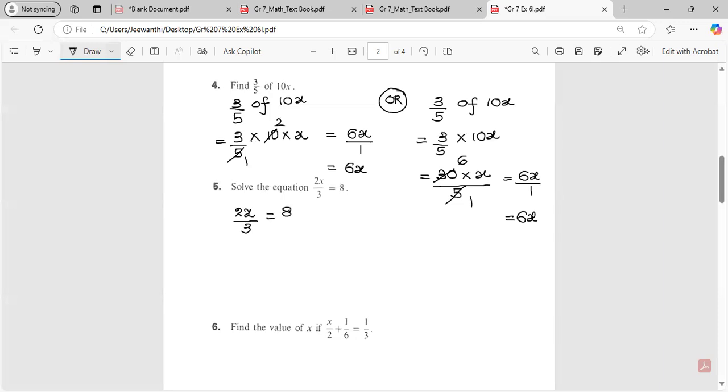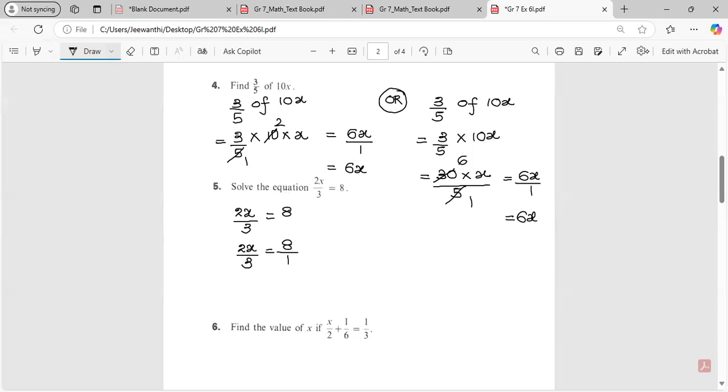When I have this kind of question, I write this 8 also with the denominator 1. So 2x over 3 is a fraction, and that 8 I also write as 8 over 1 as a fraction. Now I have two fractions, left side and right side. In the middle I have the equal sign, and we have a very popular method called cross multiplication.